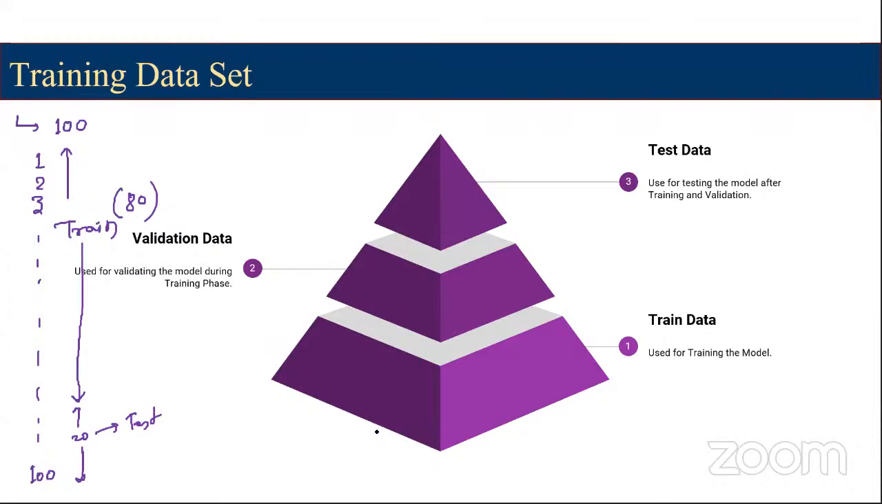Now there are two mechanisms for dividing your data set. One is 2 split and the second one is 3 split. Okay, so actually many researchers and AI developers who go for 2 split divide their data set into train and test. But you can also find people going for 3 splits, where they divide their data set into train, validation, and test data set.